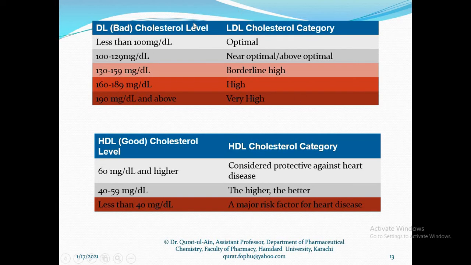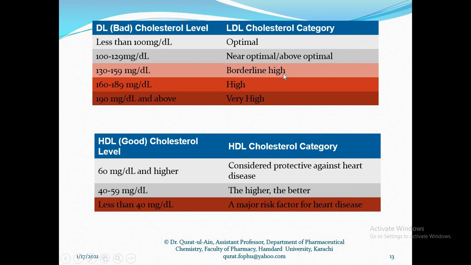So what are the normal or abnormal concentrations of low density lipoprotein or bad cholesterol? If a person has less than 100 milligram LDL per deciliter, it is optimal, meaning normal. If a person has LDL between 100 to 129 milligram per deciliter, it is near optimal or above optimal. If a person has LDL between 130 to 159 milligram per deciliter, it means the person is at the borderline.